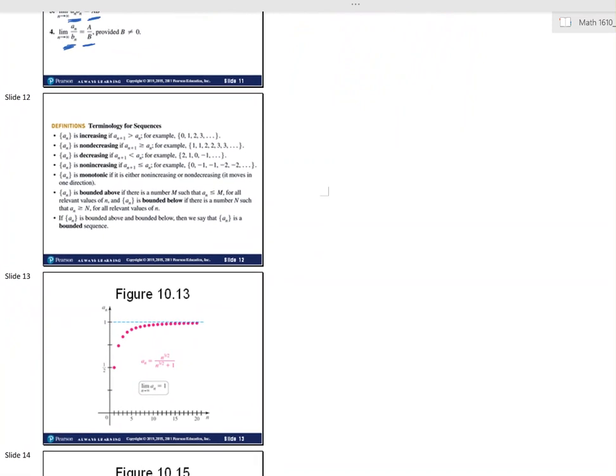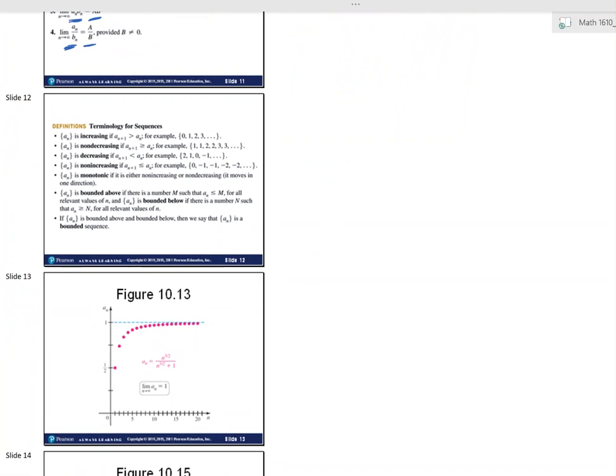Okay, some terminology. Now, none of these things are really needed in this particular course, but it's nice to know these terms. So we say a sequence is increasing if a_{n+1} is greater than a_n. Makes sense? If the next term is strictly greater than the previous term, then it's an increasing sequence. So for example, 0, 1, 2, 3, this is an increasing sequence.